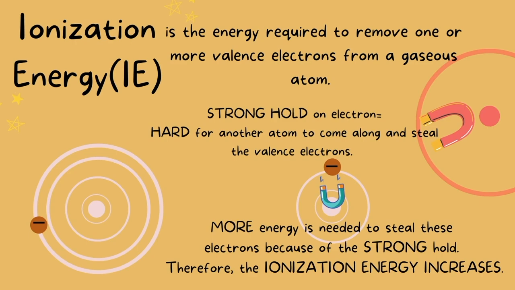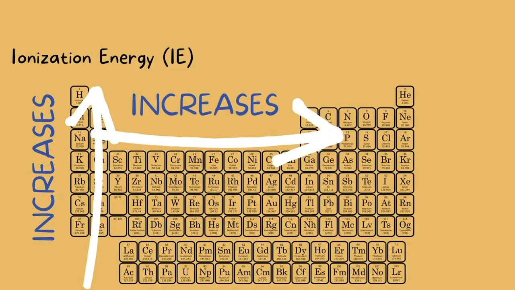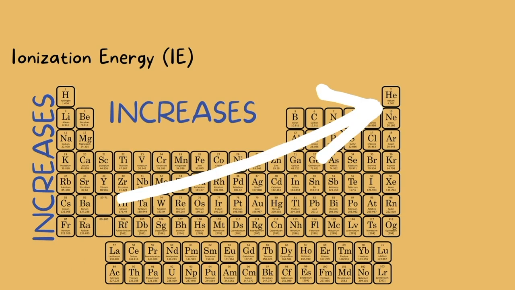The takeaway here is the more energy needed to steal a valence electron, the more ionization energy increases. And the less energy needed to steal a valence electron, the ionization energy decreases. The trend on a periodic table goes like this. As you go up the periodic table, the ionization energy, or IE for short, increases. And as you go left to right, the IE also increases. So generally, it increases going in this direction.